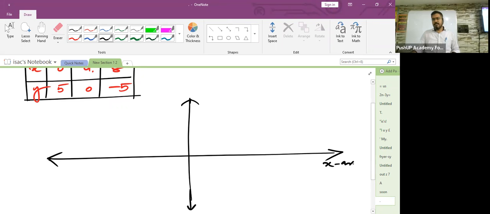This is your x-axis. This is your y-axis.